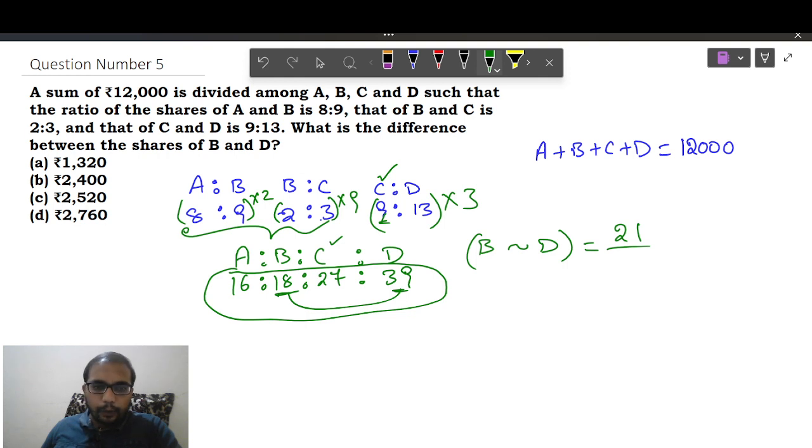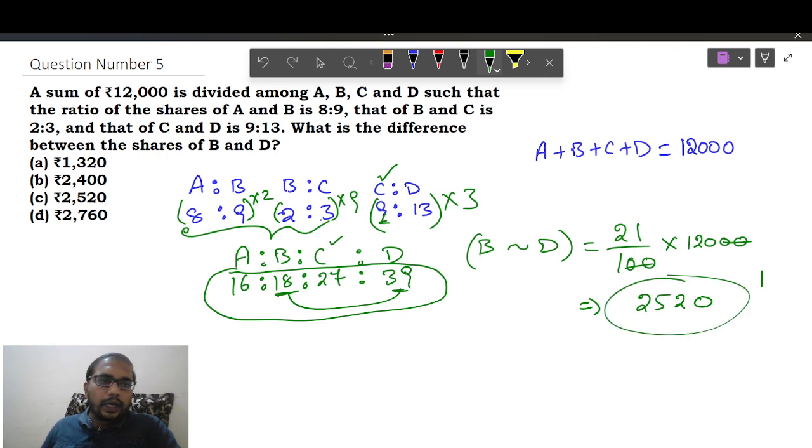16 plus 18, 34. 34 plus 27, 61. 61 plus 39, 100. Into 12,000. Zeros cancel. 21 into 12. 12 ones are 12. 12 2s are 24 plus 1, 25. So your answer is 2520. That is option C.